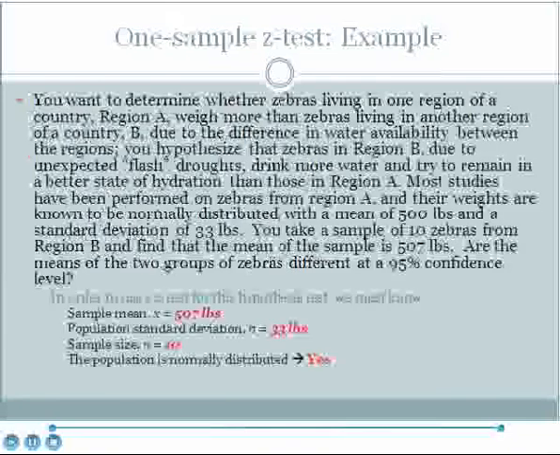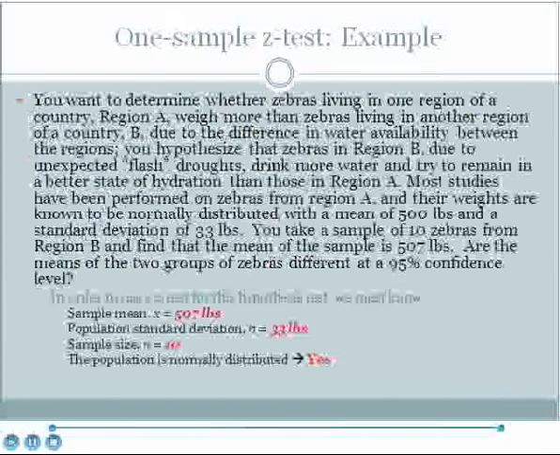Imagine that you want to determine whether zebras living in one region of a country, region A, weigh more than zebras living in another region of a country, B, due to the difference in water availability between the regions. You hypothesize that zebras in region B, due to unexpected flash droughts, drink more water and try to remain in a better state of hydration than those in region A.